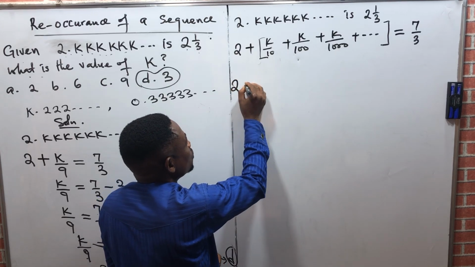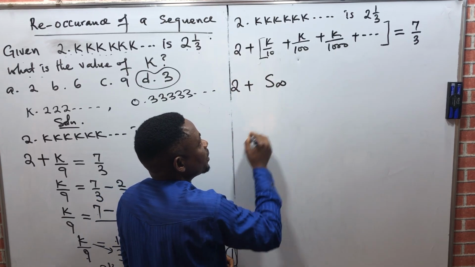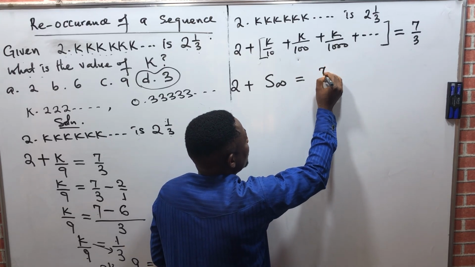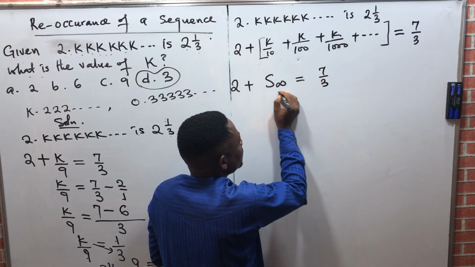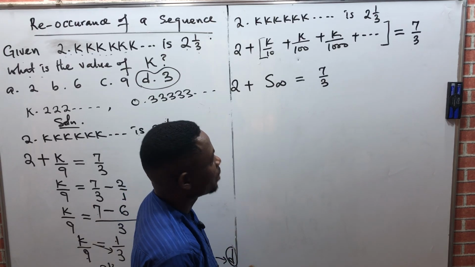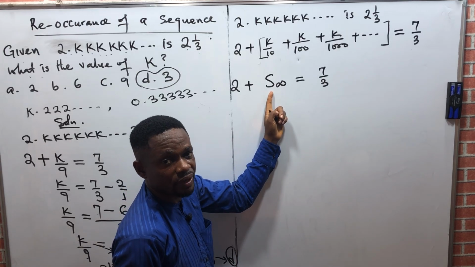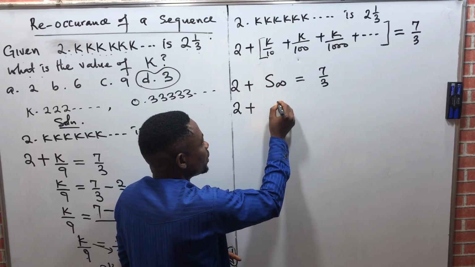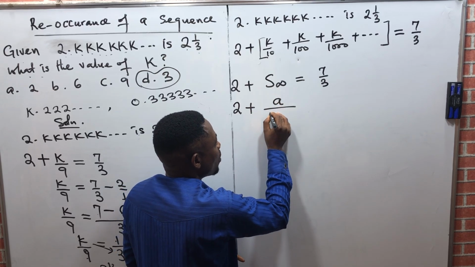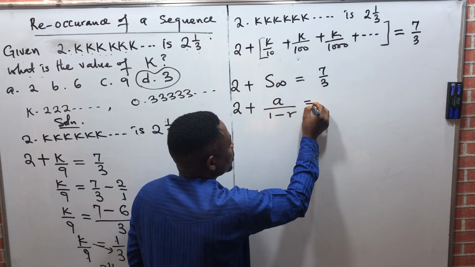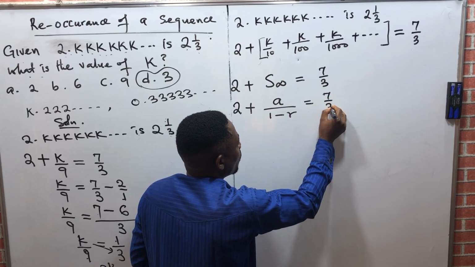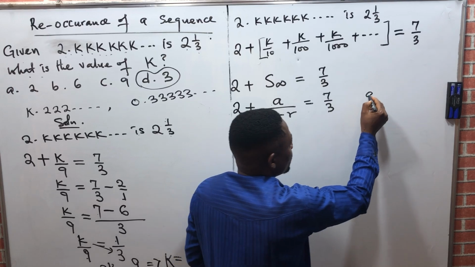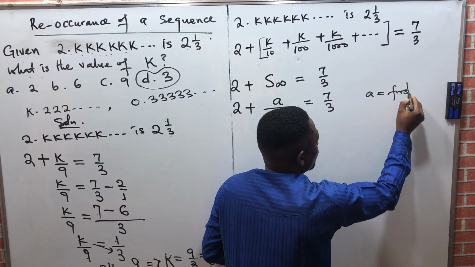Watch. This is now 2 plus the sum to infinity, which gives us 7 all over 3. Then what is the general formula to calculate the sum to infinity? You now have it like this: 2, plus the sum to infinity, which is A all over 1 minus R, everything equal to 7 all over 3. What does A stand for in a sequence? A is called the first term.